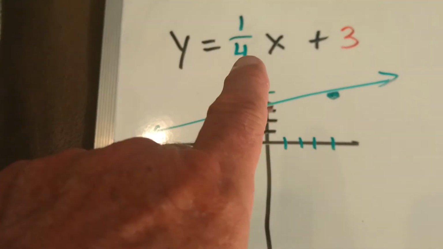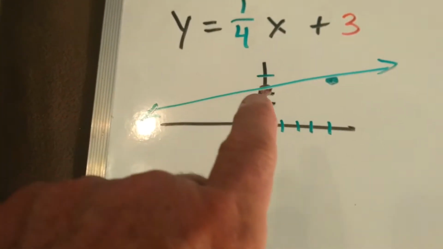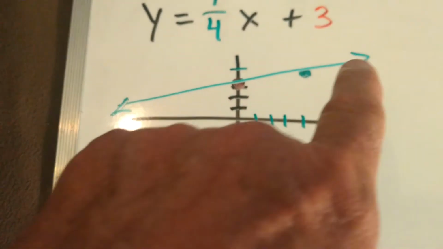From that (0, 3), we're going to move the slope. See how it's positive? So it's a plus on top, plus on bottom. So we go up 1 and over 4. That's where we get the green point. We got our 2 points.